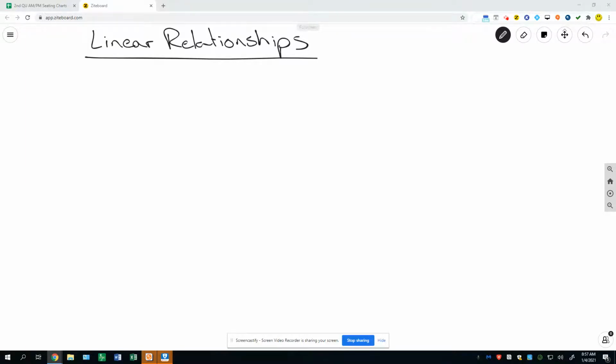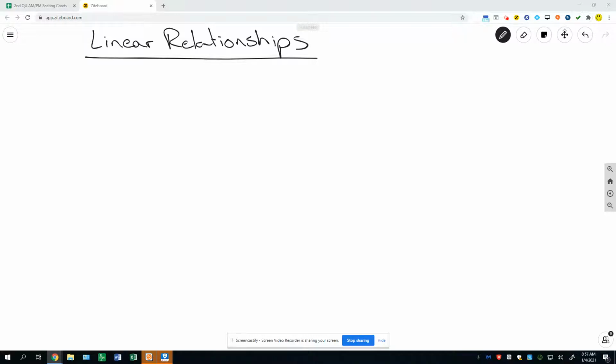We're jumping into a new unit, which means, hey, let's take some notes. So we are going to start on linear relationships. Ton of vocabulary that goes with this. Oh my goodness. But what you're going to want to do is take notes and we will turn those in. So, linear relationships.